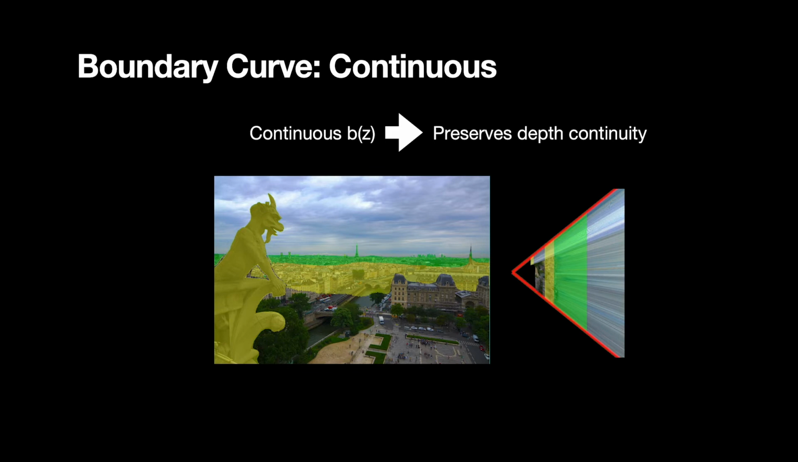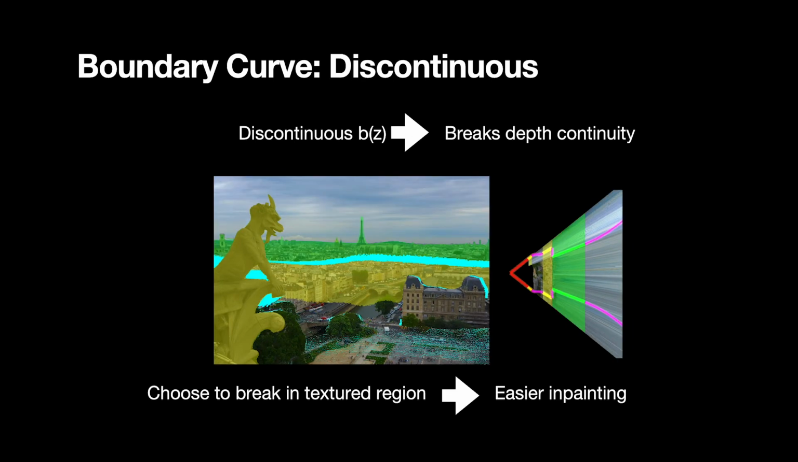For example, in this scene, we have the Eiffel Tower in the distance and a gargoyle statue in the foreground. We can enlarge the Eiffel Tower while keeping the gargoyle in place by using this boundary curve. Notice that at the depth of discontinuity in the curve, the ground also becomes discontinuous. By allowing for discontinuities, users can make the Eiffel Tower even larger than if they were constrained to continuous curves.